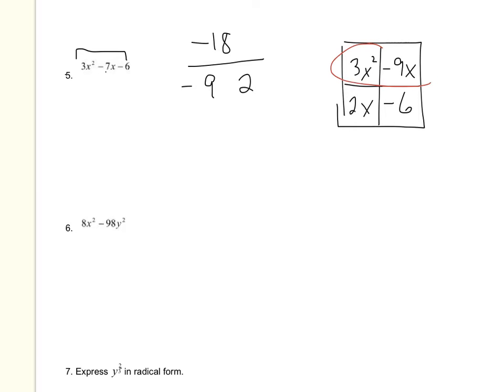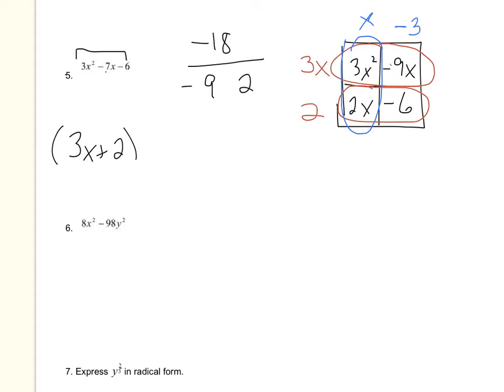So if I look at the first row, I can take out a 3 and an x. And if I look at the second row, I can take out a 2. So that's going to be one of my factors. Now if I look at the columns, this one I can take out just an x, because 3 and 2 don't have anything in common. And 9 and 6, you can have a 3. But again, since this first guy is negative, we're going to take out negative 3. So our two factors are 3x plus 2 and x minus 3.